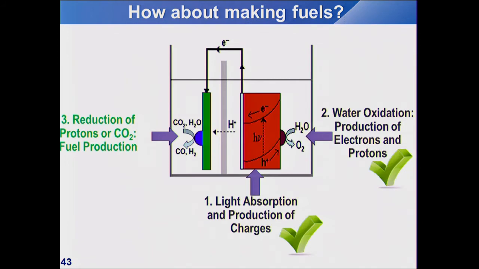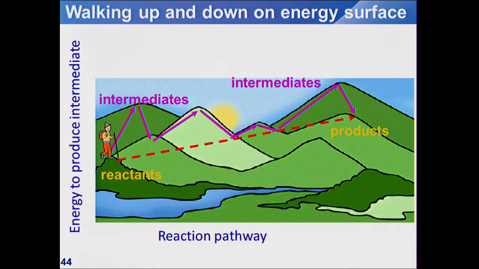So at this point, we talked a little bit about absorption of light and production of charges. We also discussed oxidation of water quite extensively. So how about making fuels? There are 2 major types of fuel production reactions: reduction of carbon dioxide, or reduction of protons to make hydrogen. And I would like to talk a little bit about reduction of carbon dioxide. Again, we remember this slide where I told you about the ideal path for the reaction. So we want to stay as close as possible to this straight path.